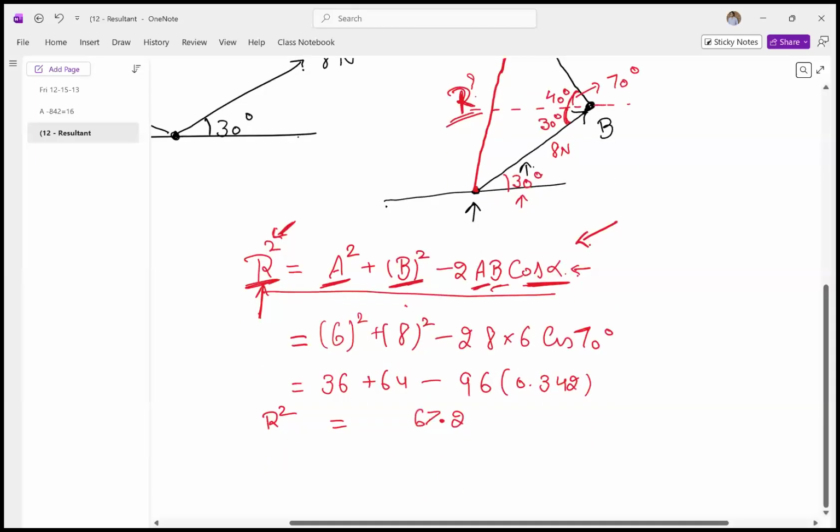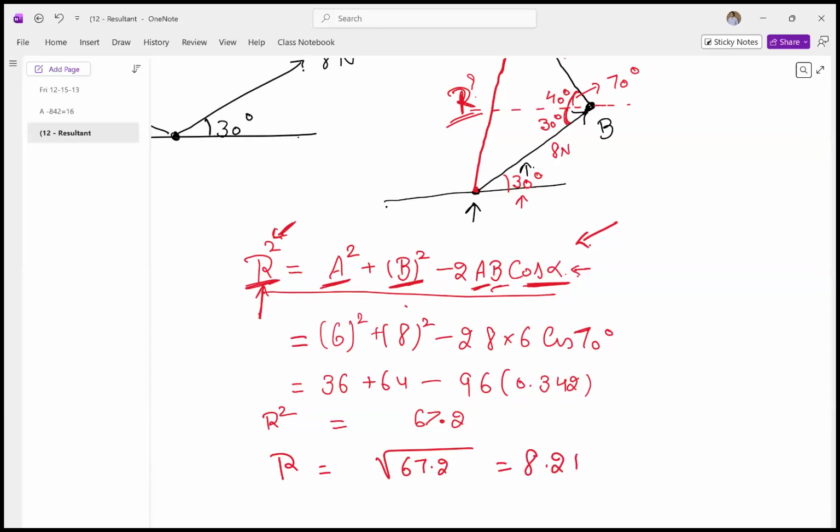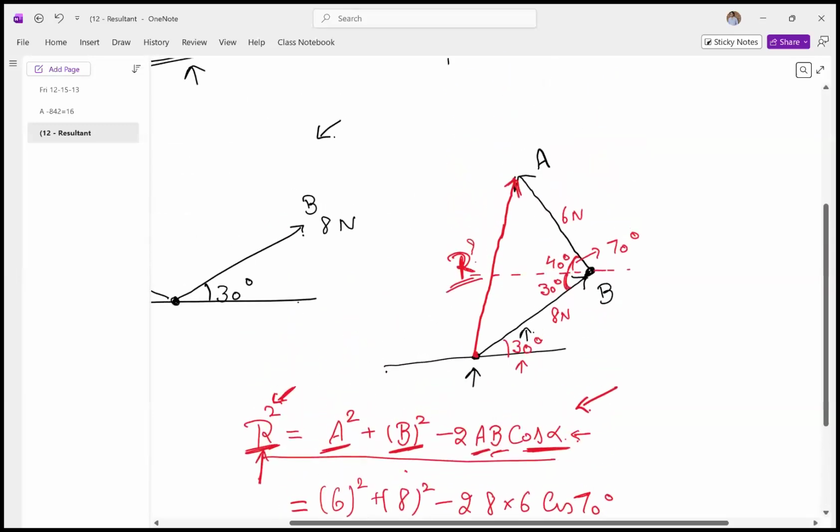And then I can find the R value from here. R value is square root of 67.2, which will come across as 8.2 Newton. Now we figured out the resultant value. Now I have to find the angle also, at what angle this is at.